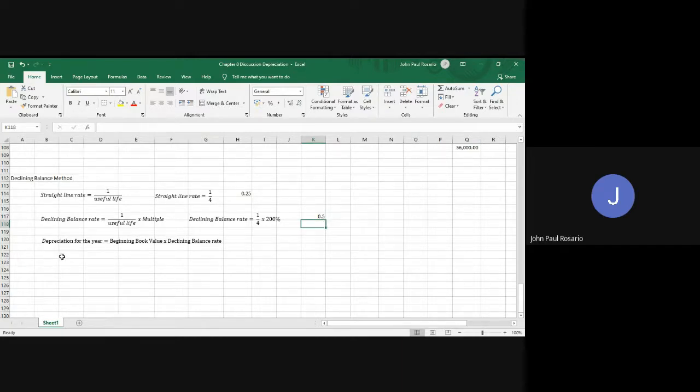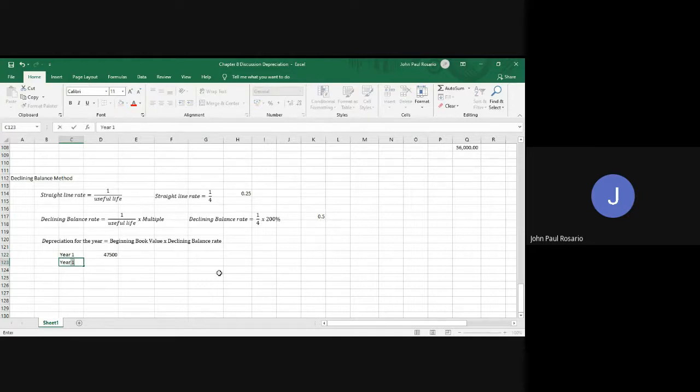So for year 1, our beginning book value is our original cost. So that's 95,000. And then you multiply that by the declining balance rate. So multiply that by 0.5. So this is your depreciation for year one.